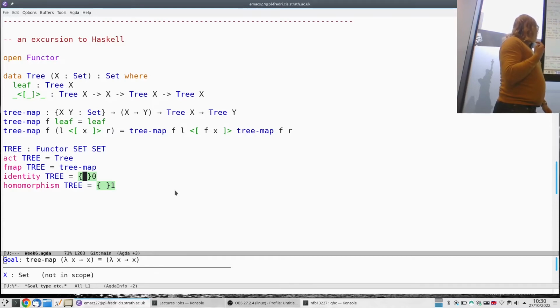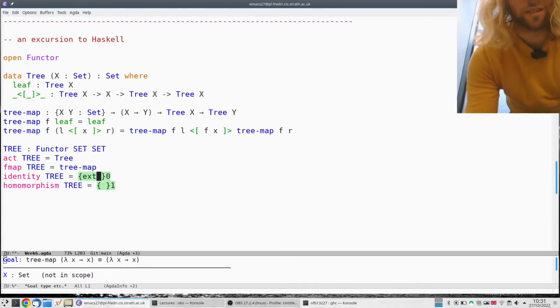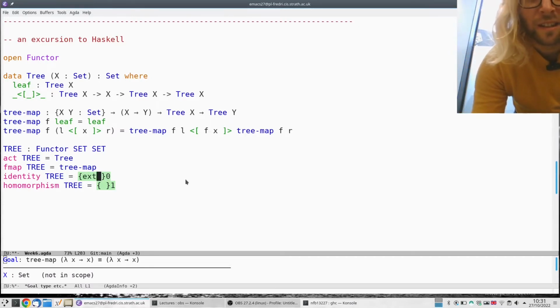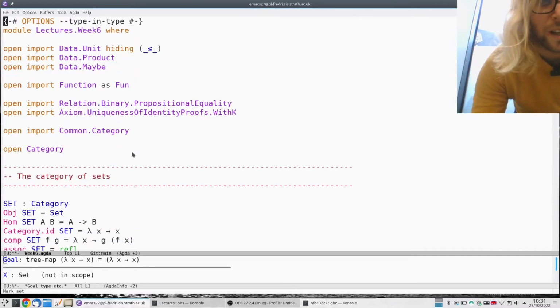Not well, we'll see. But that's why it's stuck. And then how do we get it unstuck? Well, we are proving an equation between functions, right? So it's usually a good idea to use this function extensionality thing we annoyingly have to postulate. I usually call it ext. I postulate it somewhere, I think in the categories file.